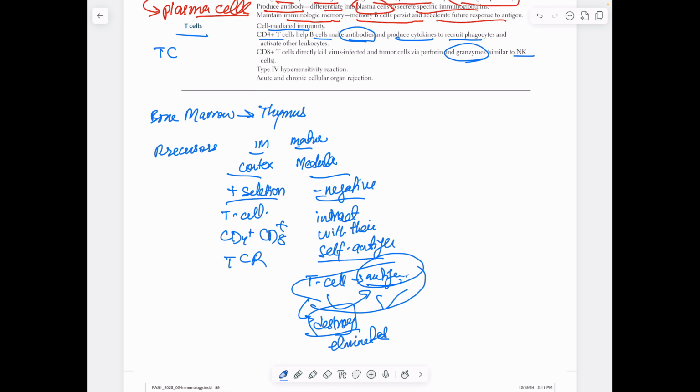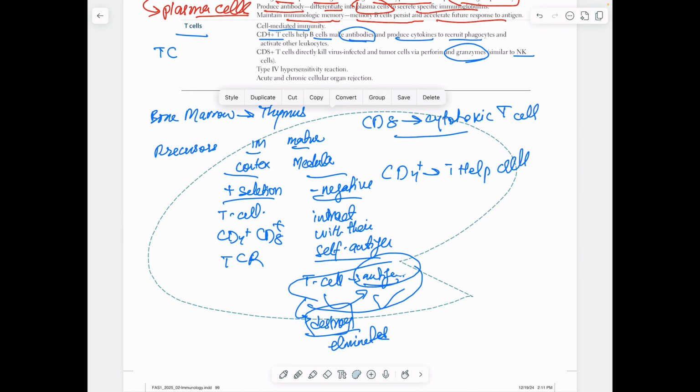The CD8 are going to convert into cytotoxic T cells. But the CD4 positive are going to convert into T helper cells. And you guys know there are two types, type 1 and type 2, and two others also, T helper 17 and T regulatory. How is all this going to be done?